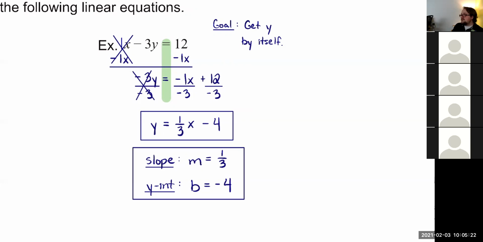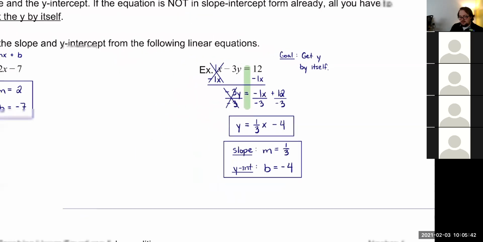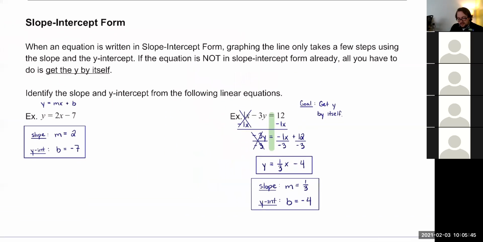So sometimes you're going to have everything you need. It's already going to be in the format that you want. You'll be able to jump straight to graphing, which we haven't done yet. Other times, you're going to need to manipulate that equation so that it fits your needs. And your need today is that we really need them to be in slope-intercept form. So slope-intercept form is key.